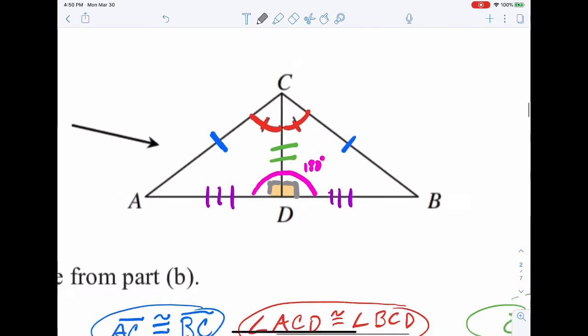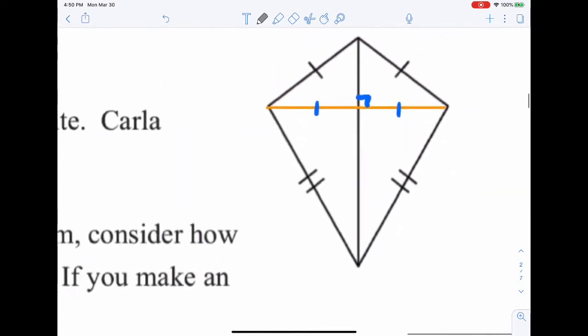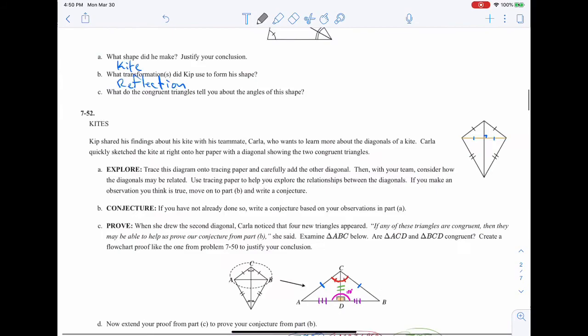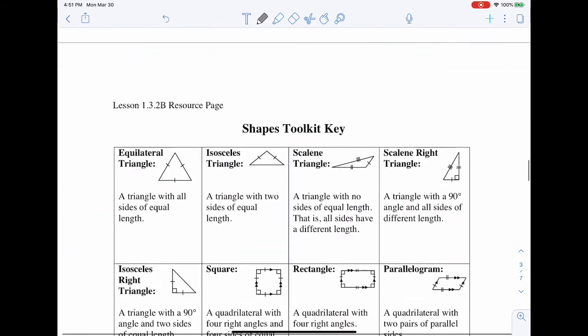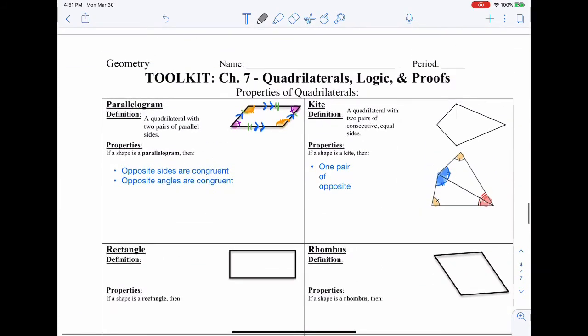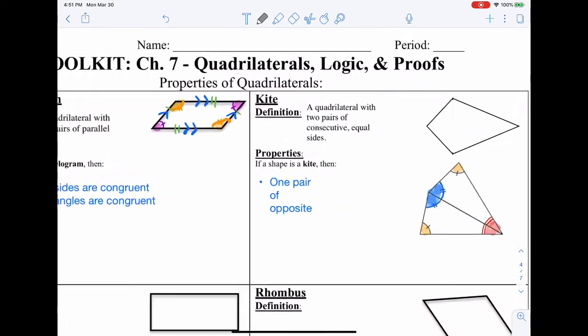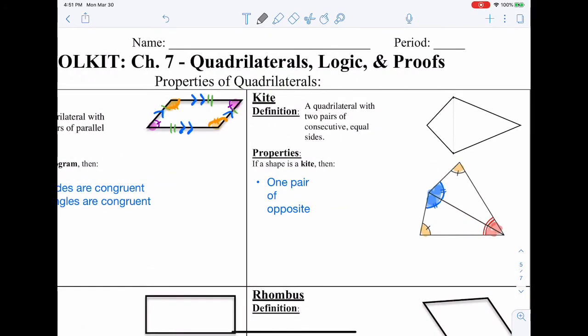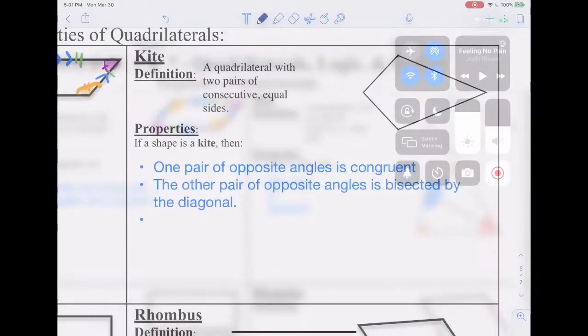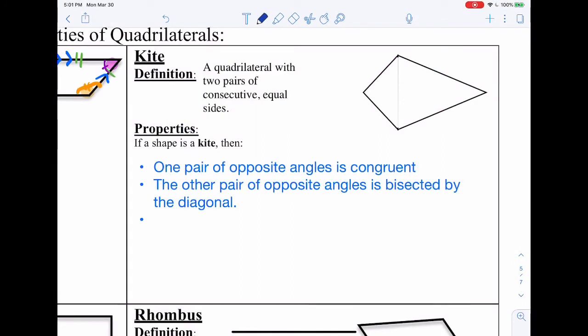Okay, so we just proved our two conjectures are true. So let's go to our toolkit and let's add it. Okay, so here we have this. All right, let's add what we just discovered to our toolkit. Now I just realized that we didn't add the definition or the special properties we previously identified to the shape. So let's do that first.